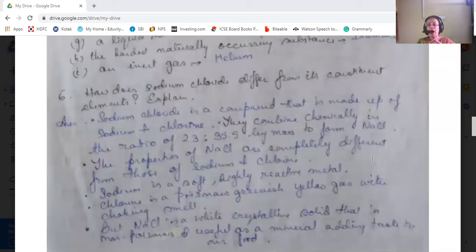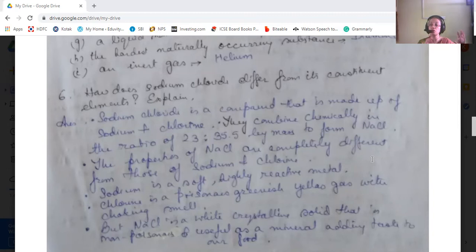The hardest naturally occurring substance is diamond, and an inert gas is helium. Now, how does sodium chloride differ from its constituent elements? Sodium chloride is a compound made up of sodium and chlorine. These two elements are chemically combined in the ratio of 23 to 35.5 by mass to form sodium chloride. So sodium 23, chlorine 35.5, this is the ratio by mass, chemically combined to form the compound sodium chloride.